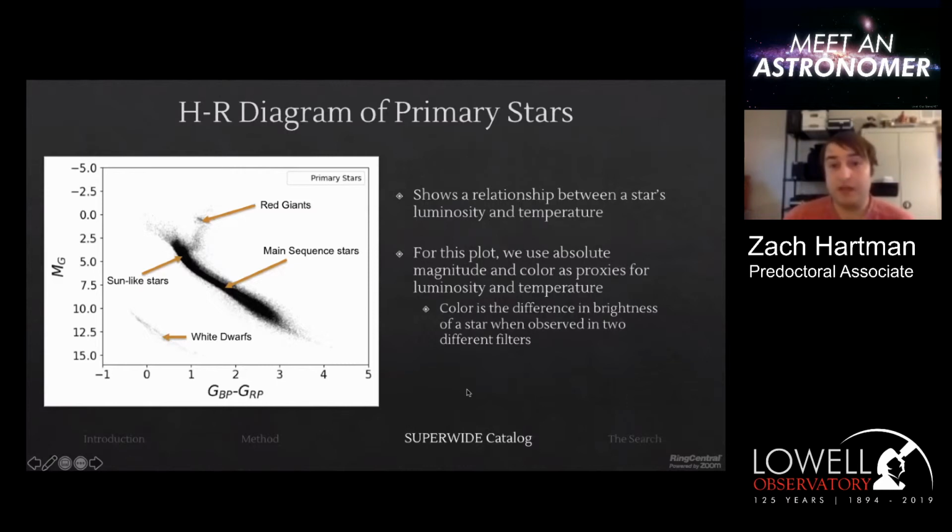Now, for this plot, we use absolute magnitude, which is the brightness of the star at 10 parsecs, for the star's luminosity, and we use the color as a proxy for the temperature. And the color is simply the difference in brightness of a star when observed in different filters. So Gaia B is a filter, and then Gaia R is a filter. The star was observed in both, and then the color is just the difference between the two.